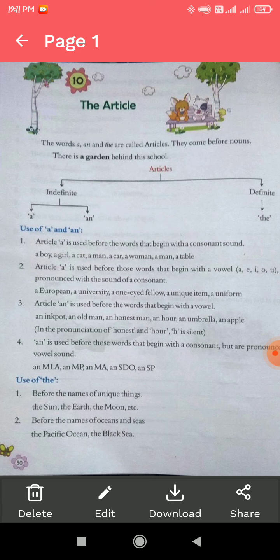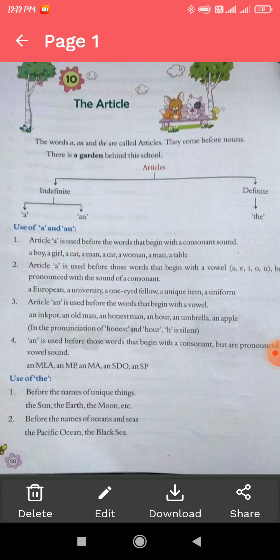If we pronounce the words honest and hour, we can feel that h is silent. The sound of the word is a vowel, so we must use article an, like an hour. Here the pronunciation of the word hour starts with a, not h, because h is silent. So that means it is a vowel sound, so we must use article an.